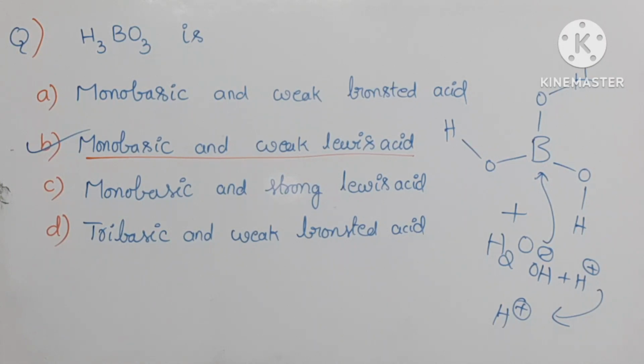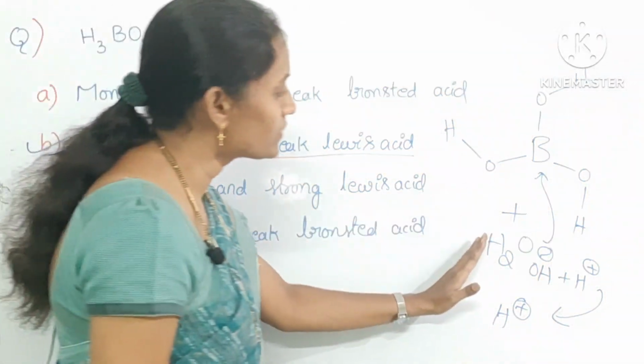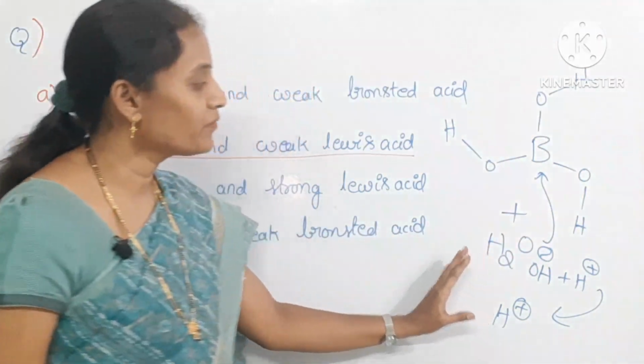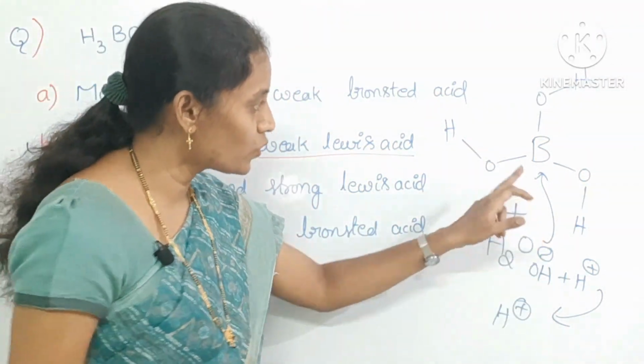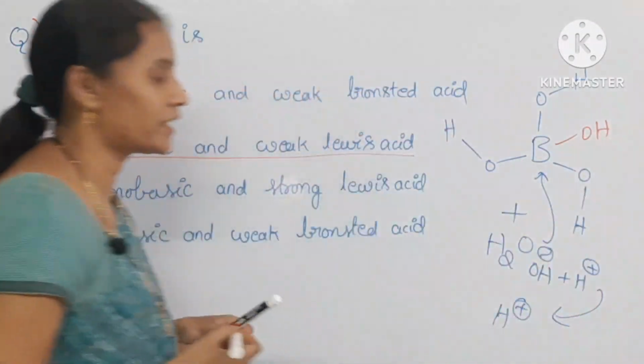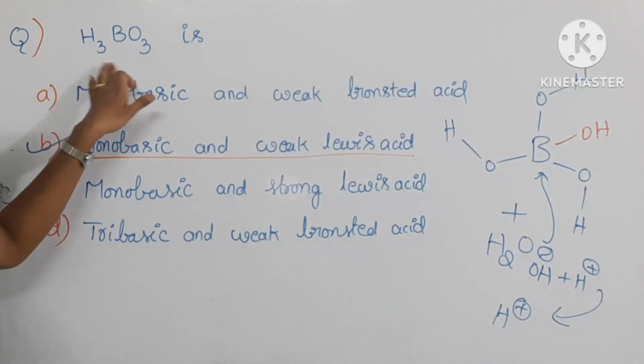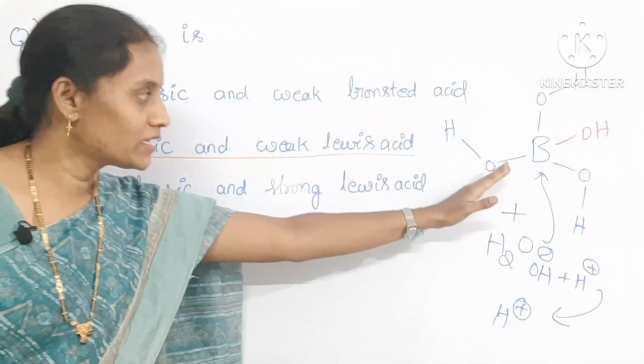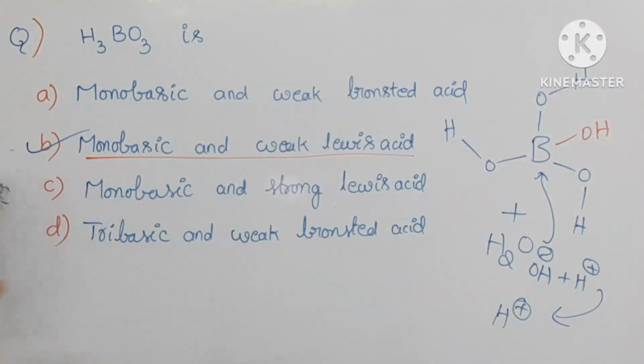H3BO3, while reacting with water, can form metaborate. After reacting with this, one compound will form, and that means another OH is going to be attached here, this is the metaborate. Previous one is the hydrogen borate, but here it is the metaborate. Just remember. Then we will move to the next question.